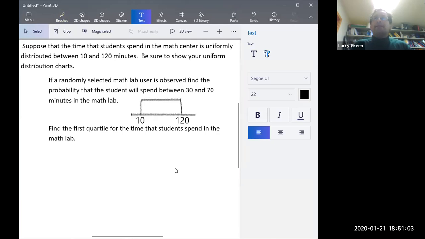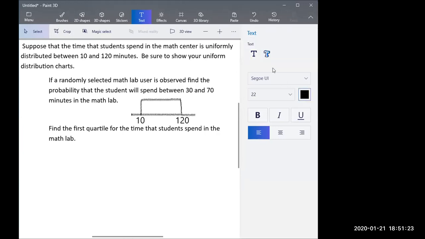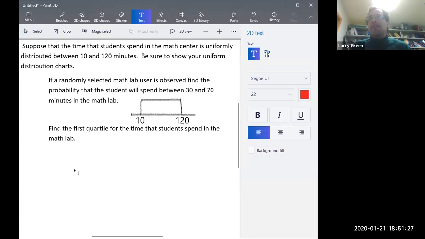All right, how do I find out how high this rectangle is? How do I find out the height? Any thoughts? Yep, base times height. But what is the area of this rectangle? 1. Yeah, it has to be 1, because there's a 100% chance that you're between 10 and 120. So what we can say is that area equals the base times the height, and that is equal to 120 minus 10 times the height, and that is equal to 1. Any questions on what I just did?